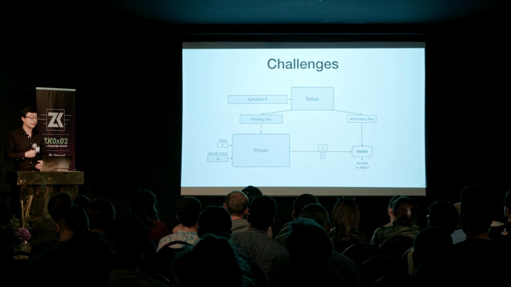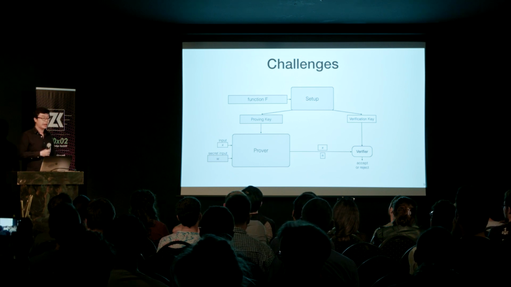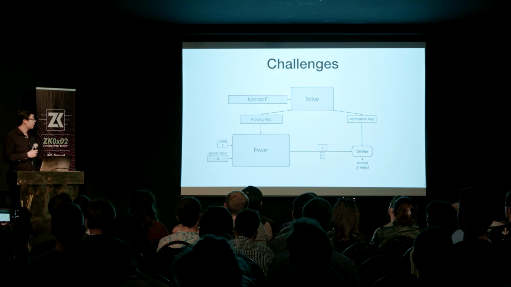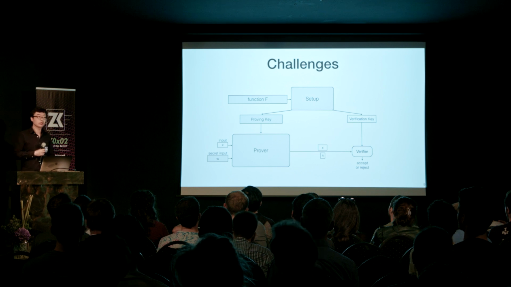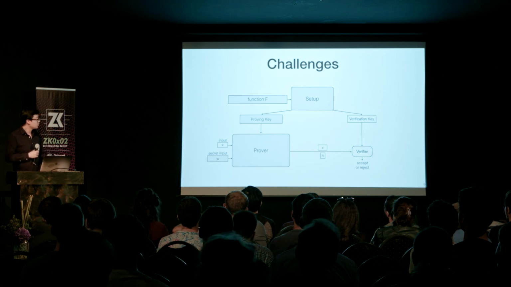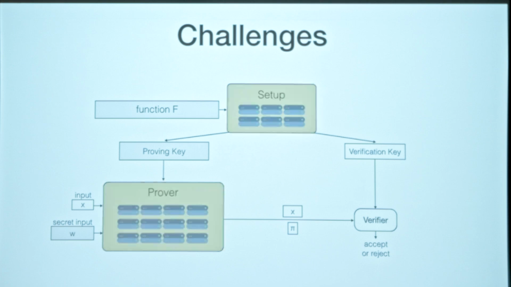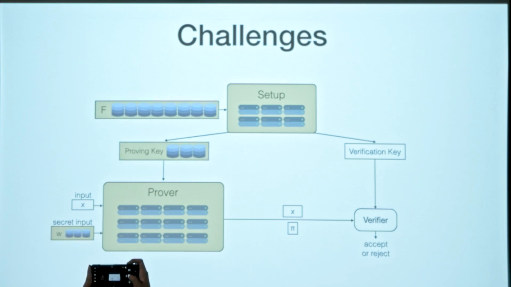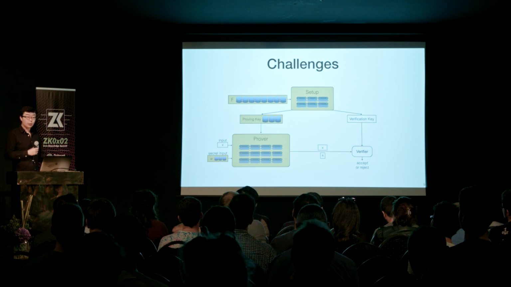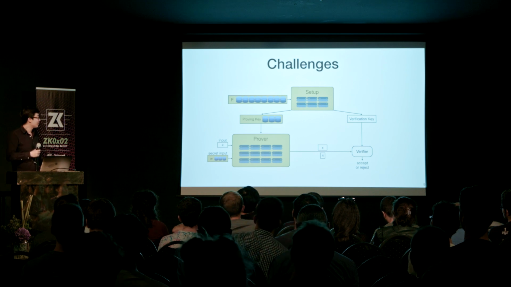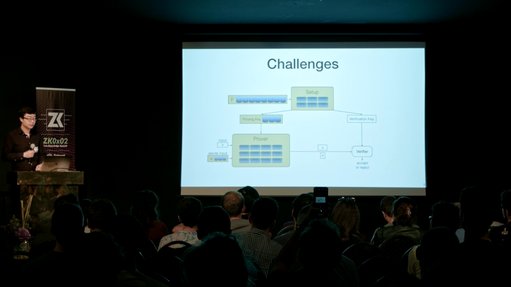So in terms of challenges, let's take this zkSNARK diagram, and I want to point out that the verifier in this context is extremely small and really cheap to run. Therefore, we turn our attention to the setup and the prover. At first glance, we'd probably want to spin up a cluster of machines and run the setup and prover on it. And next, we'd probably want to use a distributed data structure to represent our public function f, the proving key, and our secret input. This looks all right, however, it's not. There are several challenges that arise with this current setup.